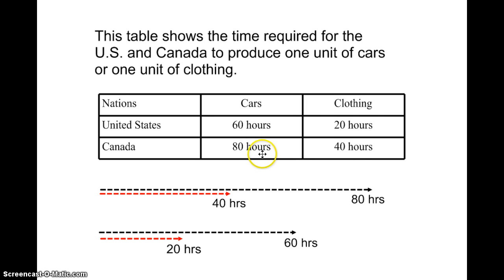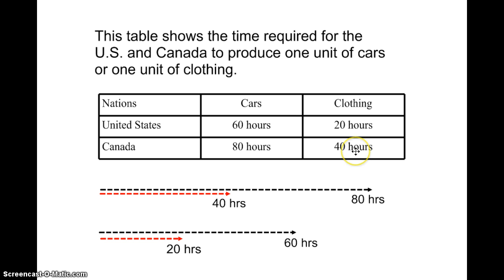Canada takes 80 hours to produce a car, or 40 hours to produce a unit of clothing. We can't just say, if they produce cars, it's 40 divided by 80. That doesn't work anymore. We have to think about if Canada chooses to produce cars, it takes them a whole 80 hours to produce 1 car. So the question is, how much clothing would they have given up in that time?